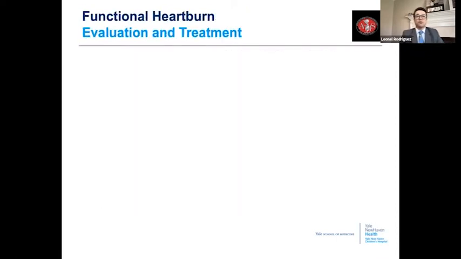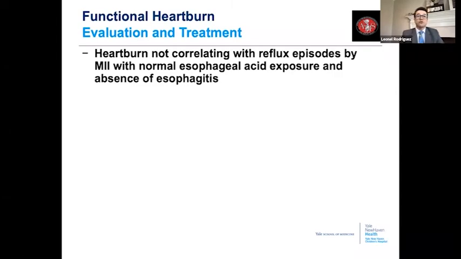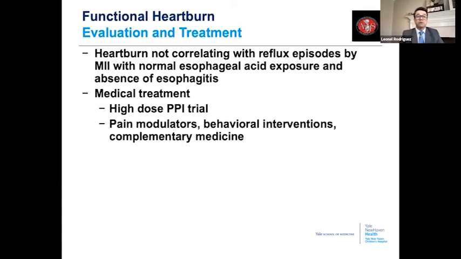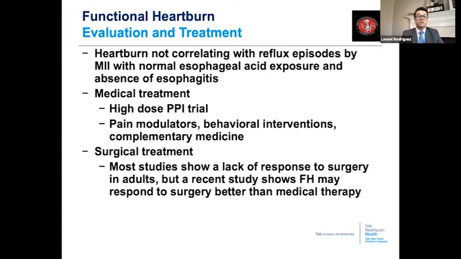Let's talk about functional heartburn now. This is heartburn that does not correlate with reflux episodes in patients that have normal esophageal acid exposure and no esophagitis. How do we treat these patients medically? We typically use high-dose PPI, either high-dose or BID or both, and we pair that with pain modulators. We do recommend more behavioral interventions as well as using complementary medicine. In terms of surgical treatment, we know from adult studies that there is not a great response to fundoplication in this group of patients, despite a recent study showing otherwise. There is no evidence in pediatrics to support its use, given the lack of reports.